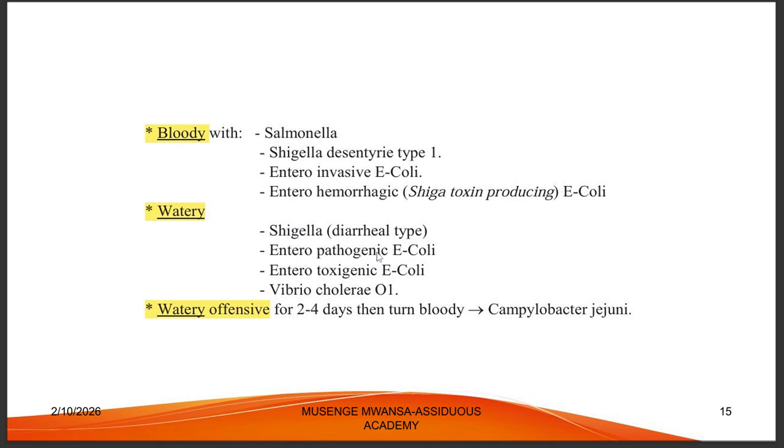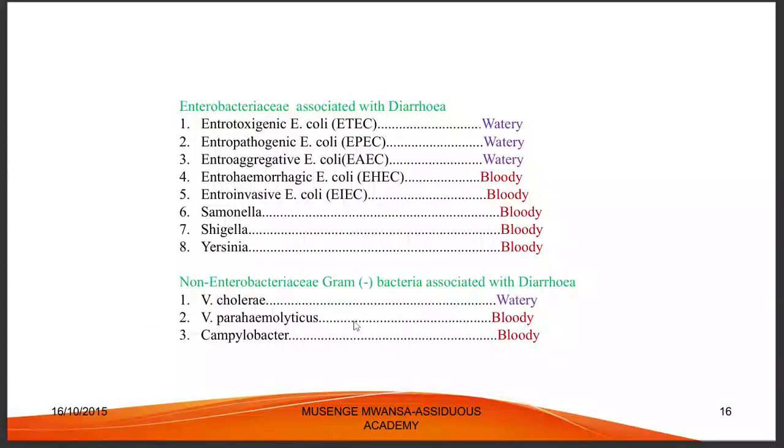This is the diarrheal type. Otherwise, Shigella will cause bloody diarrhea. And then you have got Campylobacter jejuni, which is going to cause watery offensive diarrhea for 2 to 4 days, which later on can become bloody.